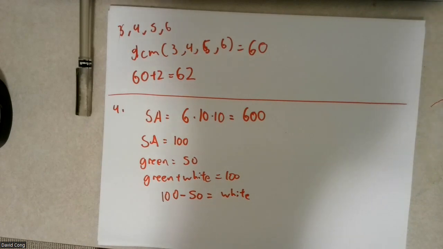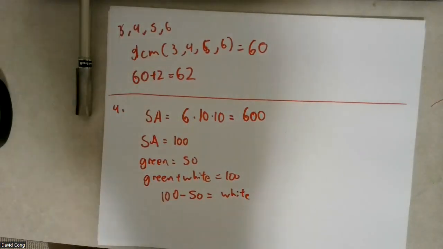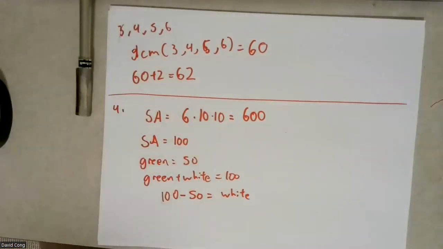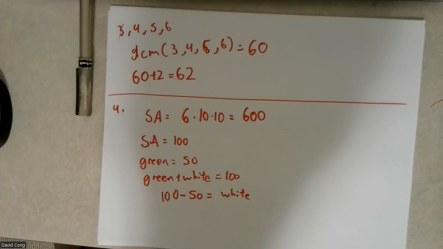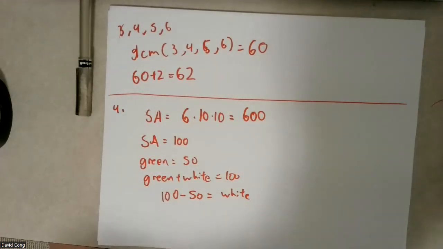So 4 is 50. So what do we have to think about for this one? The first step is, wait, every single one looks the exact same, which means that the paint is perfectly evenly distributed across all 6 faces.